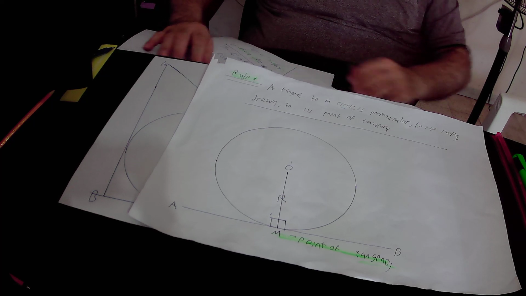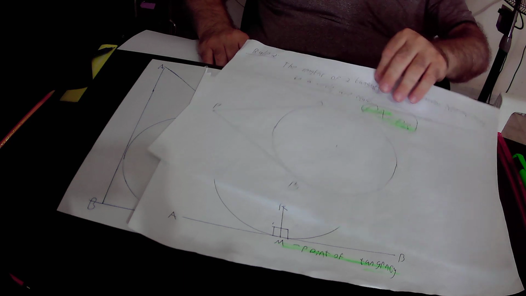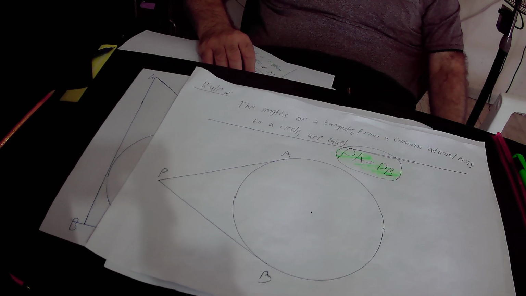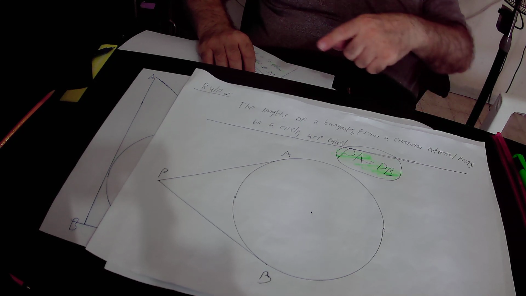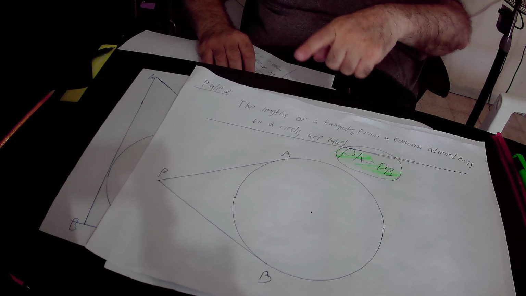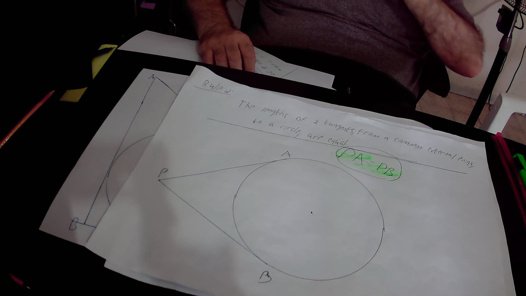Then we also use rule number 2. According to rule number 2, the lengths of 2 tangents from a common external point to a circle are equal. So we have the common external point P, and for it we have 2 tangents to the circle, tangent PA and tangent PB, and according to rule number 2, they are equal to each other.